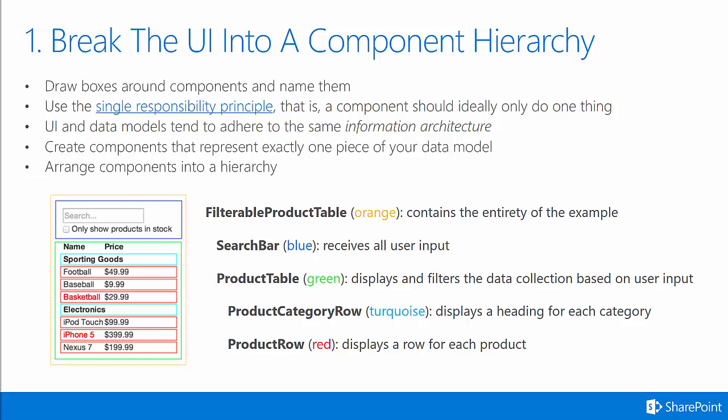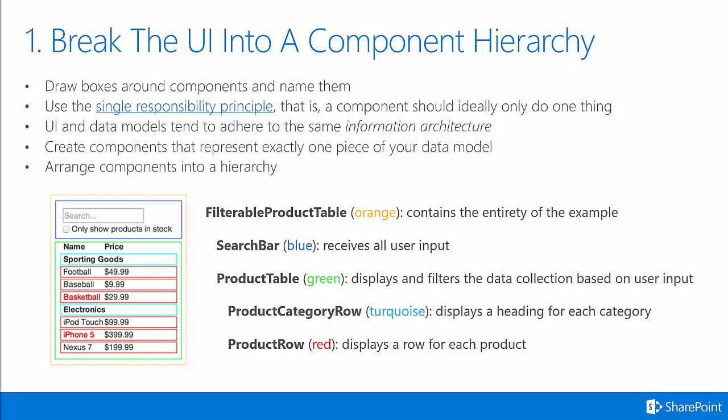That's because UI and data models tend to adhere to the same information architecture, which means the work of separating your UI into components is often trivial. Just break the component up into components that represent exactly one piece of your data model. You'll see here that there are 5 components in this simple app.